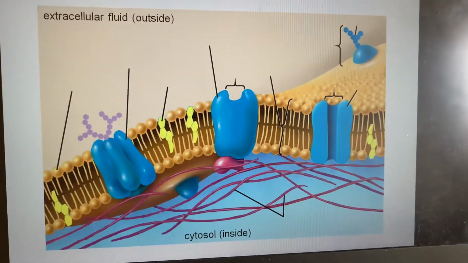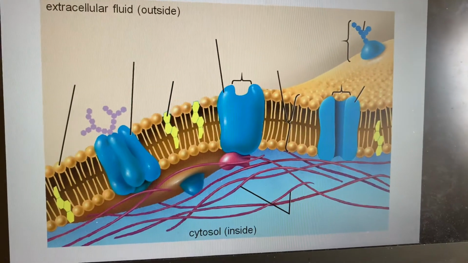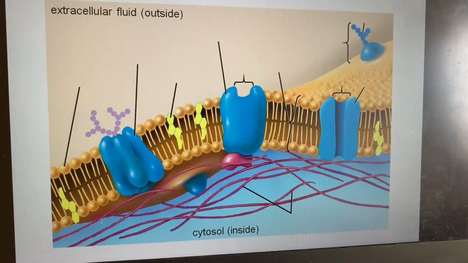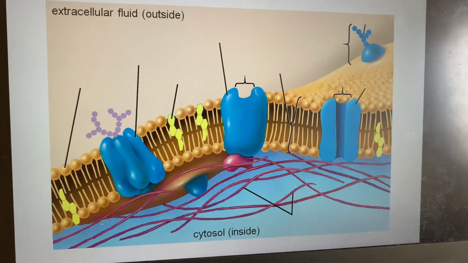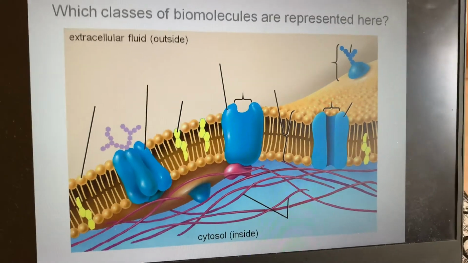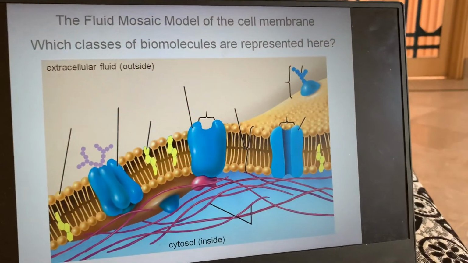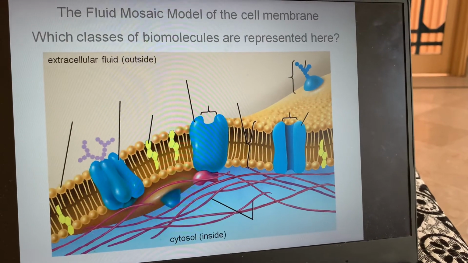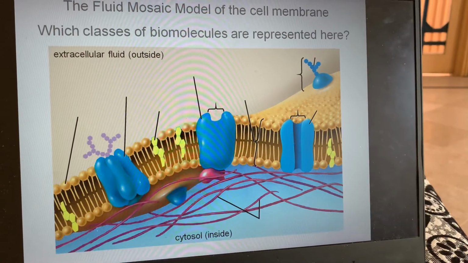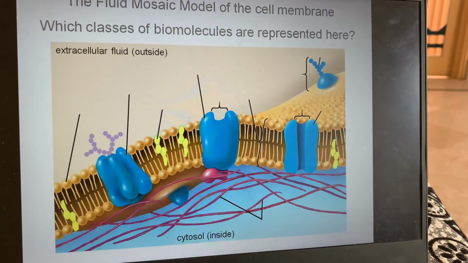You see here, extracellular fluid is outside, and this is the cell membrane, and the blue part is the cytosol inside. The fluid mosaic model of the cell membrane is represented here. Which classes of biomolecules are represented here? Let's see.